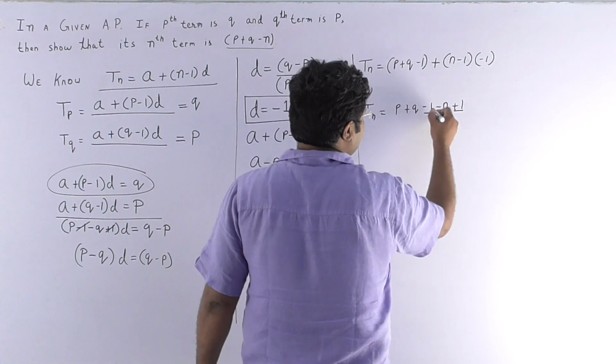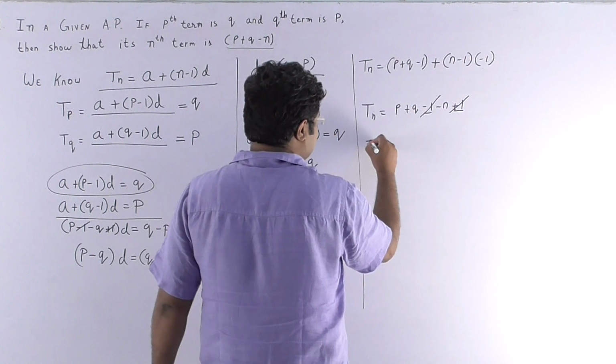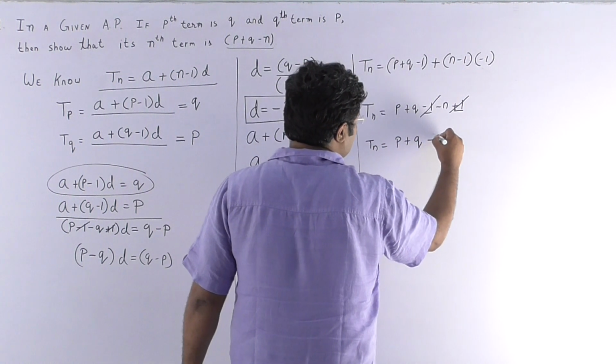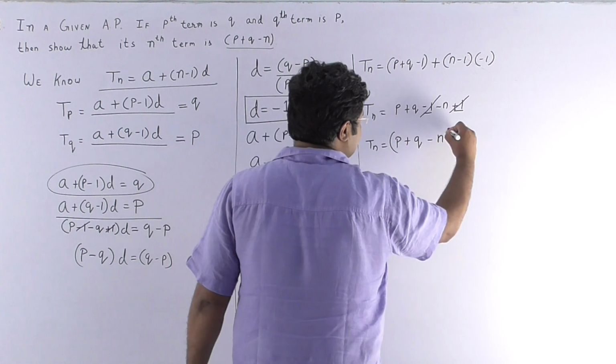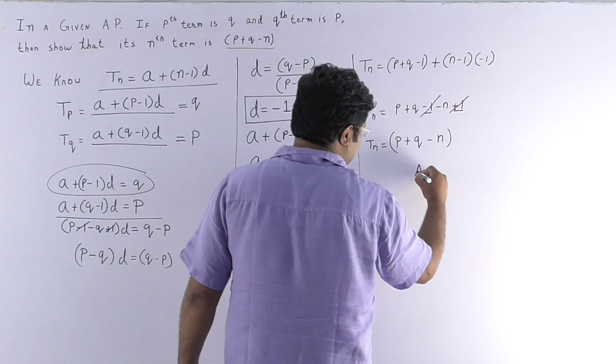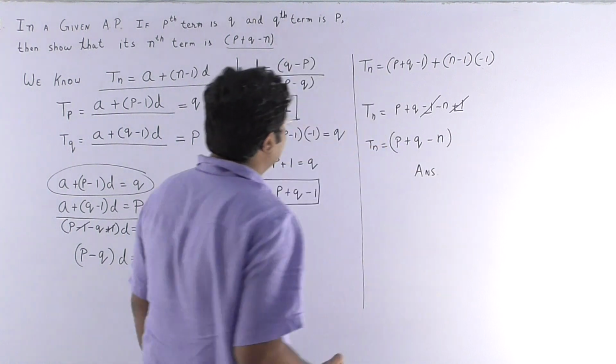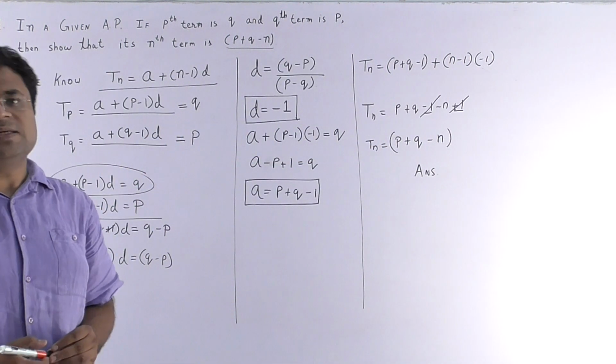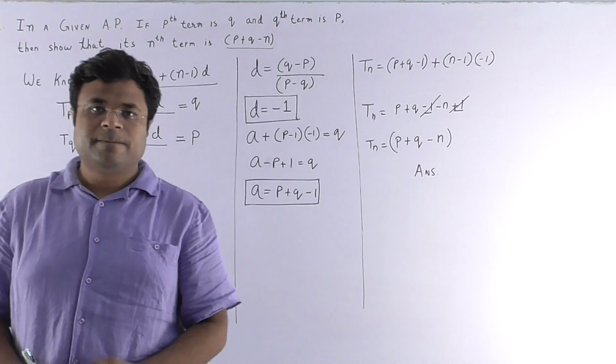Now minus 1 plus 1 will get cancelled. Answer: Tn is equal to P plus Q minus N. So the answer, which we had to prove, is that the nth term is P plus Q minus N. Right? Okay.